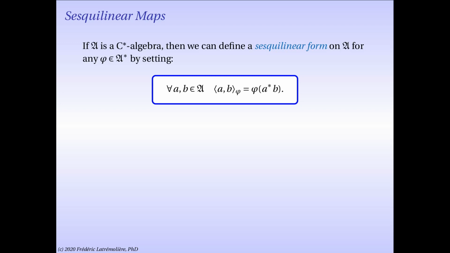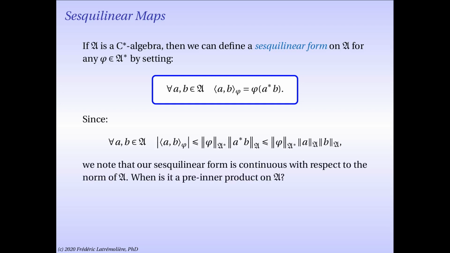It's easy to check that indeed this pairing is sesquilinear, that is, it is conjugate linear in the first variable and linear in the second variable. Moreover, because I've assumed that phi is a continuous linear functional, using the fact that the adjoint is an isometry and the norm of a C-star algebra is submultiplicative, I get that this sesquilinear form is continuous on the C-star algebra.